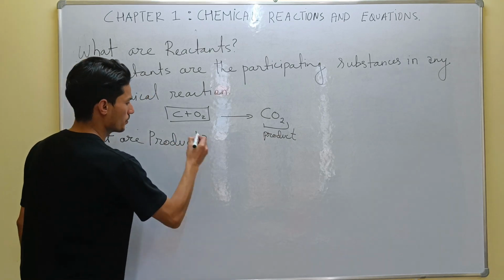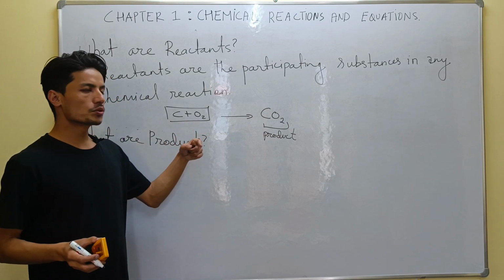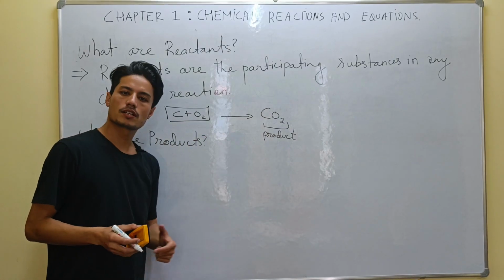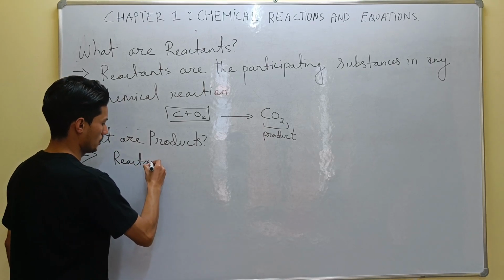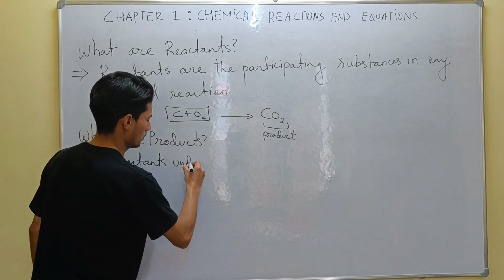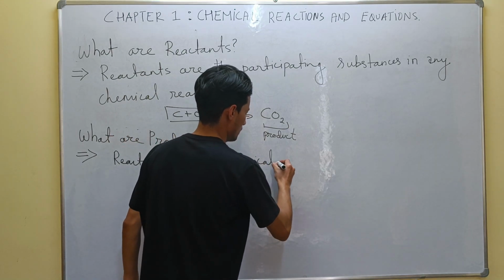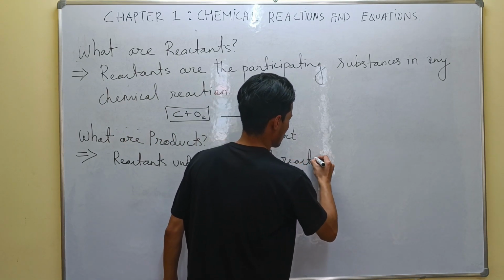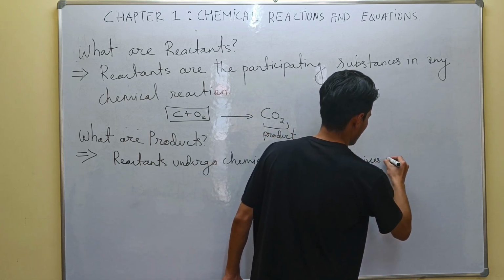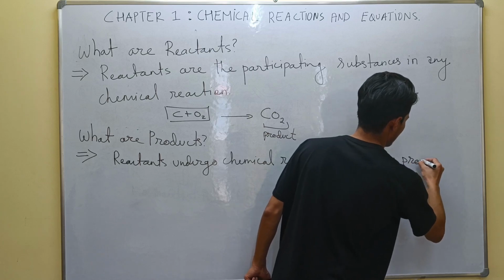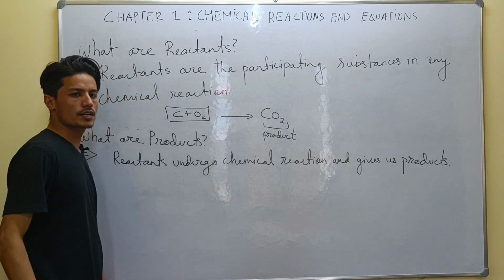Now this is very simple. Reactants undergo chemical reaction and then they give us product. So the definition of product is very simple: reactants undergo chemical reaction and give us products. Alright, so reactants undergo chemical reaction and give us product.